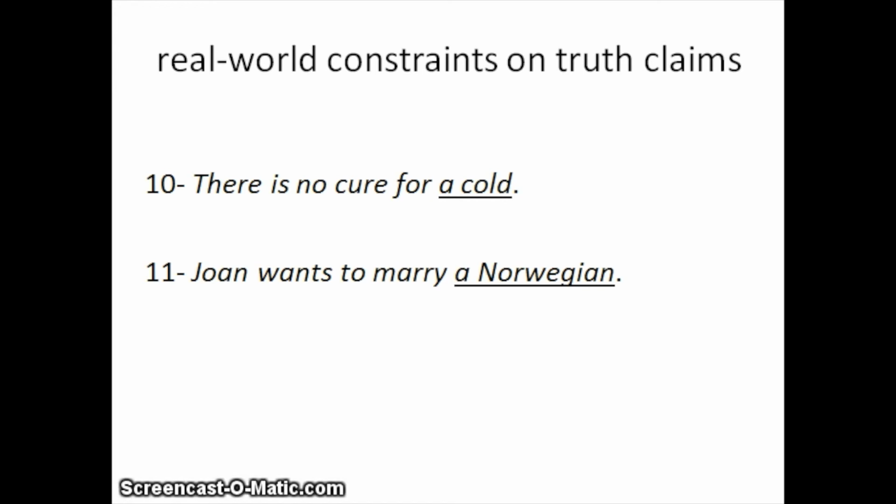Sentence number 11 is interesting because, taken out of context, this sentence is ambiguous between concrete and abstract reference for a Norwegian. It could be the case that the speaker knows that Joan already has a particular Norwegian man in mind. Perhaps his name is Olaf. This is concrete reference, first mentioned, as we have seen. Or it could be the case that Joan simply idealizes Norwegian men and wants to marry one someday.